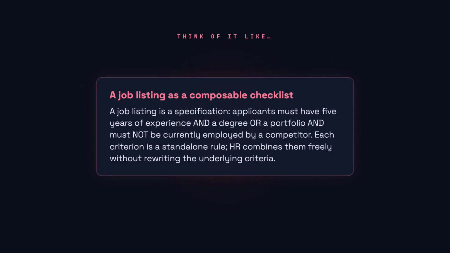Think about a job listing. It does not hard-code one giant screening function. Instead, HR writes individual criteria, years of experience, education, portfolio, and then combines them, this and that, or this or that, but not the other thing. Each criterion is a self-contained, named rule. The specification pattern works exactly the same way. Each business rule becomes its own object and you compose them like building blocks.